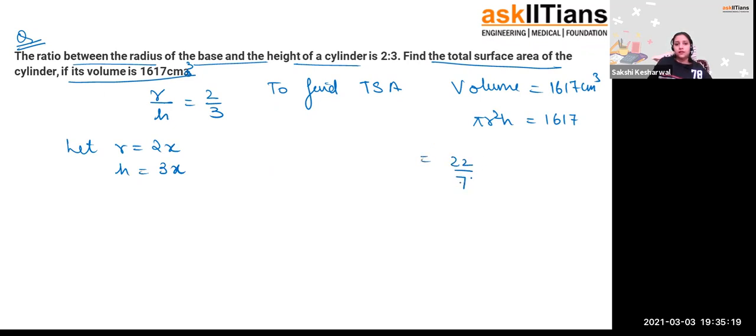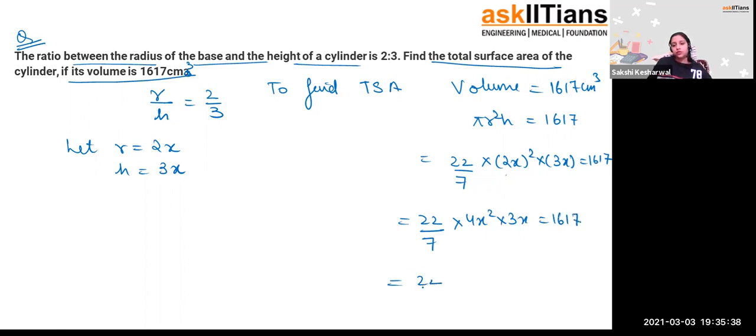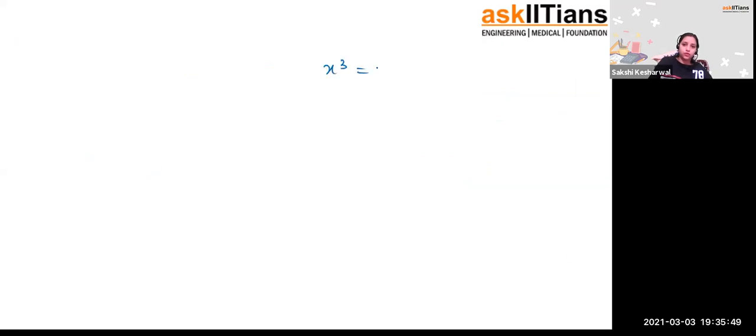So what you do, you just substitute. So 22 by 7 into 2x squared, into 3x is equal to 1617, right? So it is 22 by 7 into 4x squared into 3x is equal to 1617. So you multiply, this is 22 into 12 into x cubed over 7 equal to 1617. So you just get it solved. So x cubed is equal to 1617 into 7 divided by 22 into 12, right?